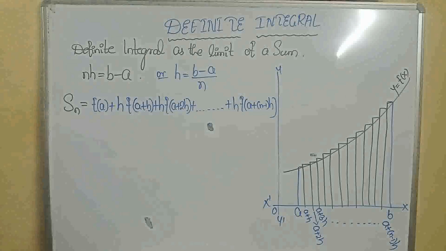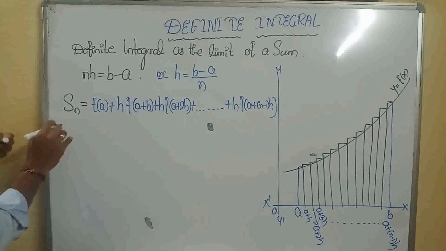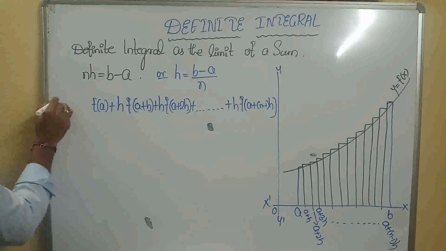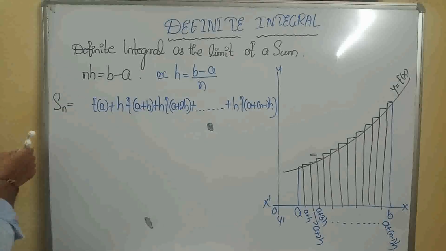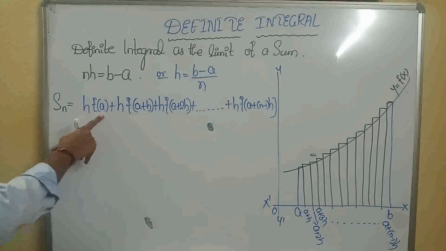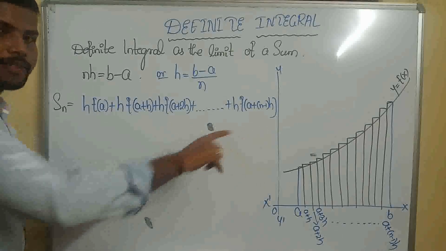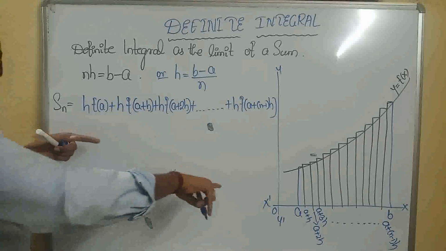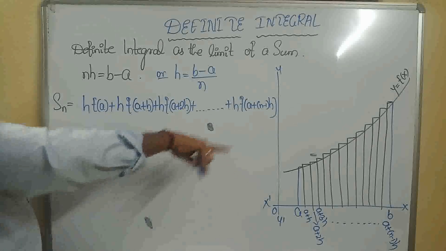In this one, something is common. The first term also has a height, so I need to take h here too. I missed the h here: h into f of a. It is also having a height, that is h into f of a, h into f of a plus h. With respect to that particular domain value, it's changing its height.